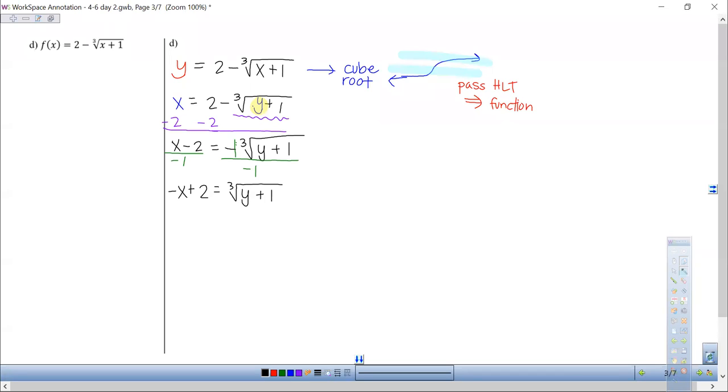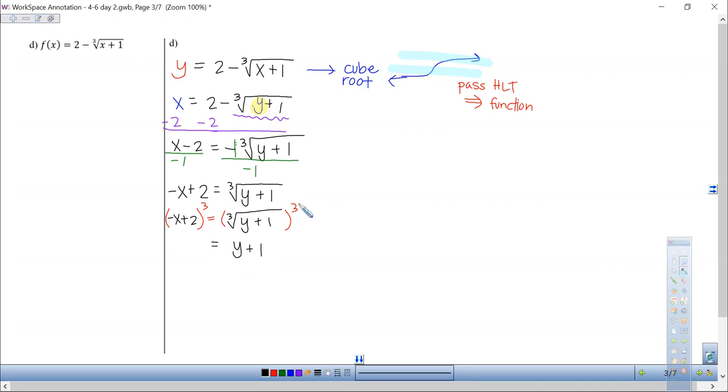So then what I want to do is get rid of the cube now. In order to do that, I need to raise both sides to that same power. So I'm going to cube both sides of my equation. So I had negative x plus 2, I'm going to cube that. I have cube root of y plus 1. That's the reason that I'm cubing this, so that that becomes just y plus 1.